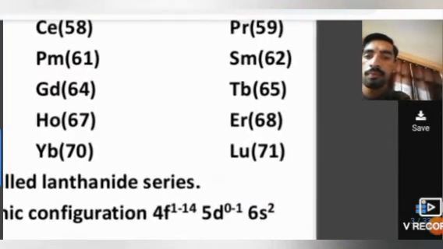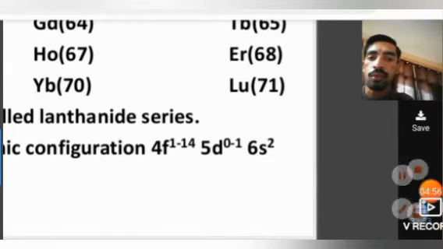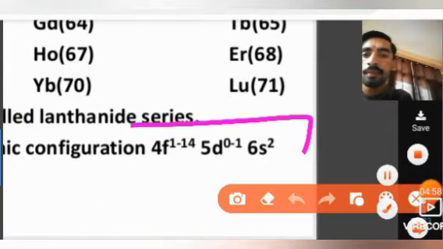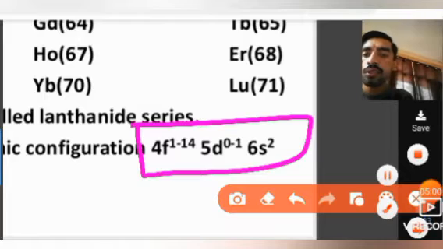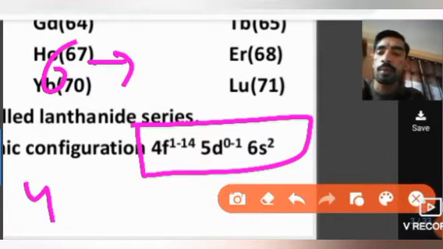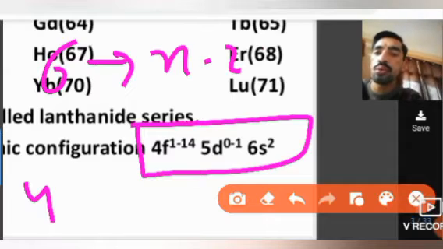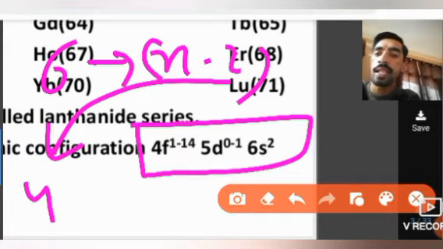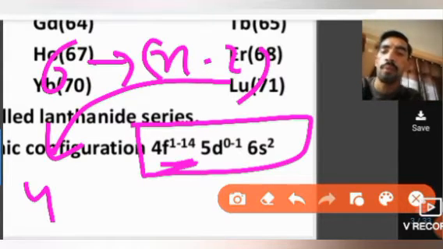Okay, so this is particular D. I'm talking about this configuration. So 4f is there because it is in front of the 6 series, the 6th period. So you know n minus 2, so 6 minus 2, there is 4. That's why 4 is there. F14 is there in the series, so F1, F2, F3, like this way, up to F14.